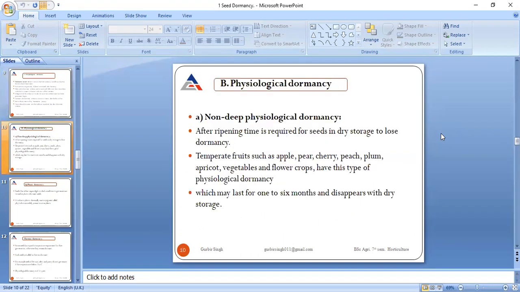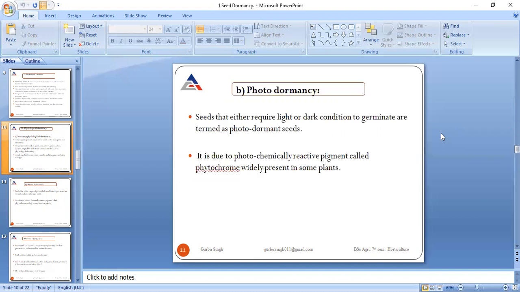Next is physiological dormancy. After ripening, time is required for seeds in dry storage to lose dormancy. Temperate fruit crops such as apple, pear, cherry, plum, apricot, vegetable, and flower crops have this type of physiological dormancy, which may last for 1 to 6 months and disappear with dry storage.